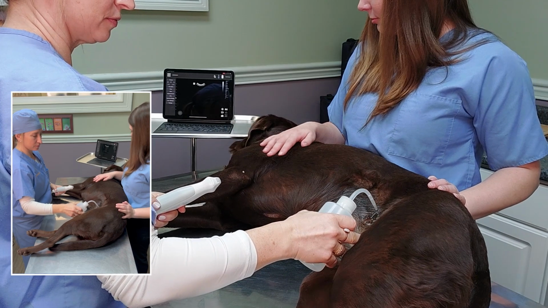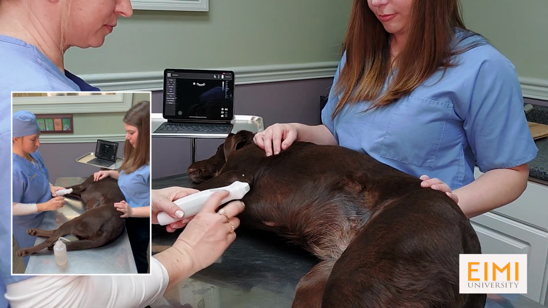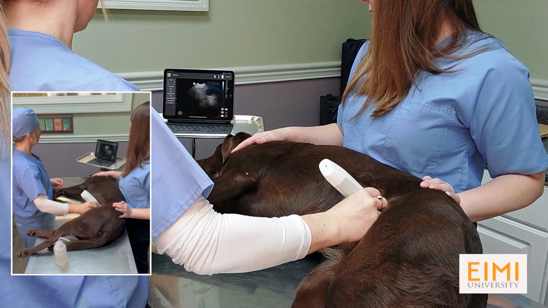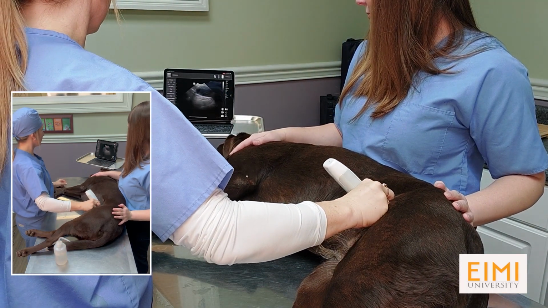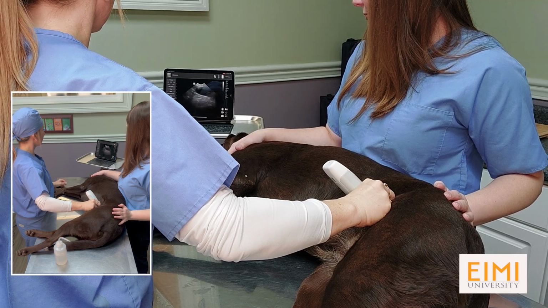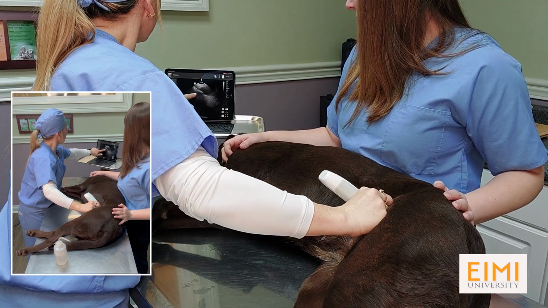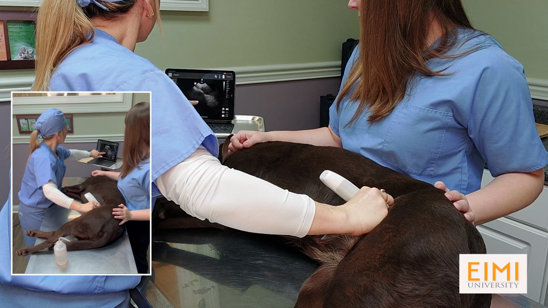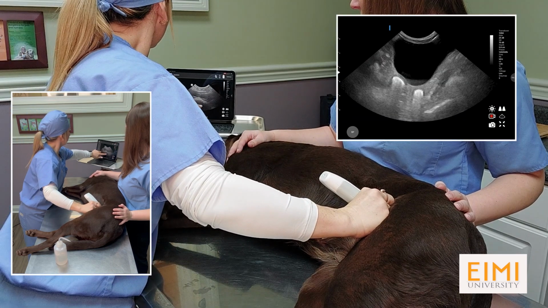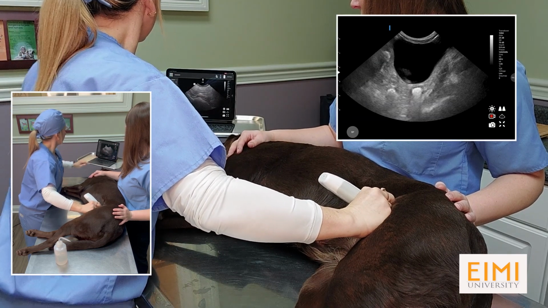To image the bladder in lateral recumbency, place the probe in the patient's flank, just cranial to the hind limb. Orient the probe in a sagittal plane with the marker toward the patient's head and indicated on the left of the screen. Locate the fluid-filled urinary bladder in the caudal abdomen.